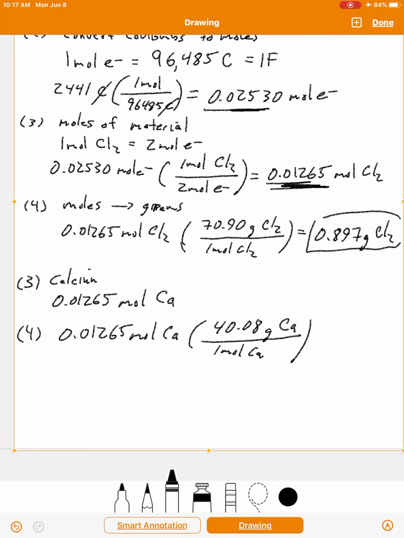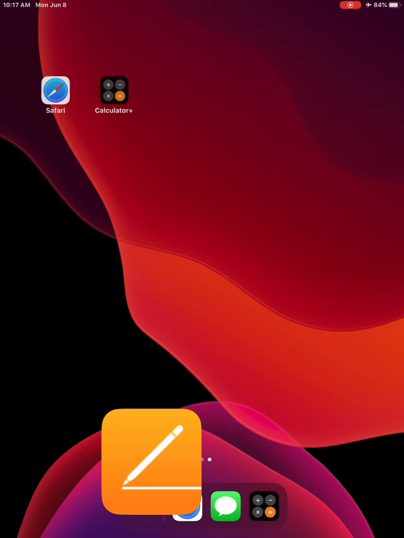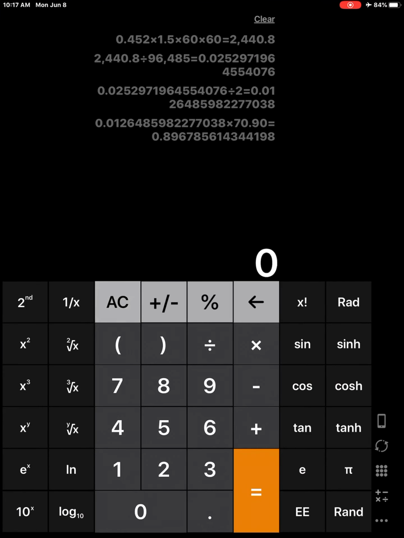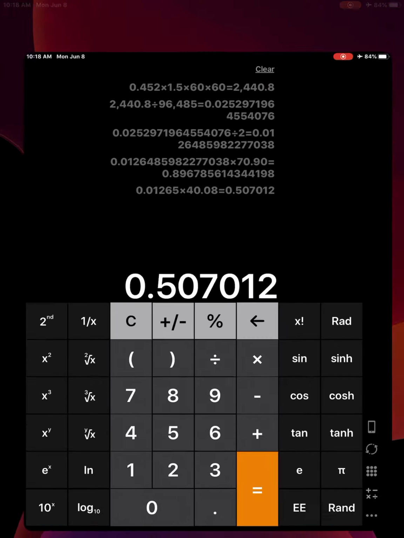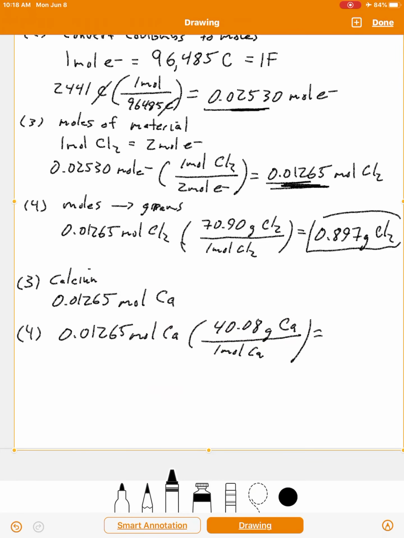I'm doing that from memory. I think that's right, 40.08. You can look in your periodic table. So let's take the 0.01265 and multiply that by 40.08. And it looks like it's 0.507 grams. And there's our answer. 2 answers, right? 1 for the chlorine and 1 for the calcium. Those are the 2 masses that are produced. Okay? So there you go.